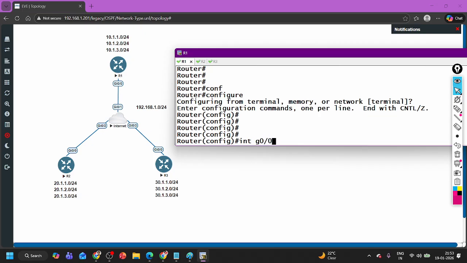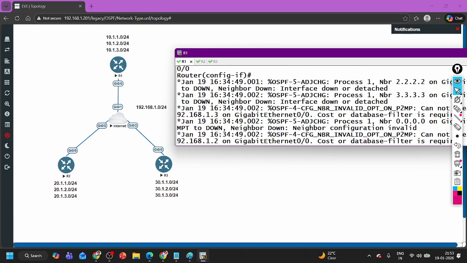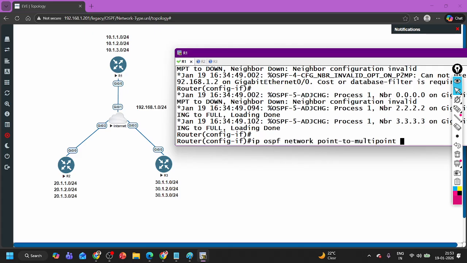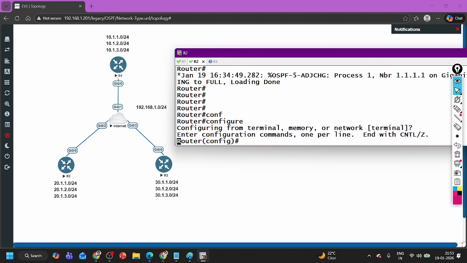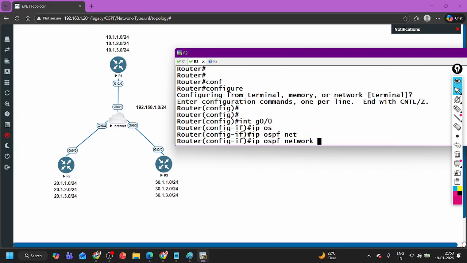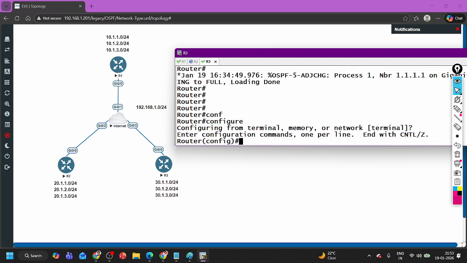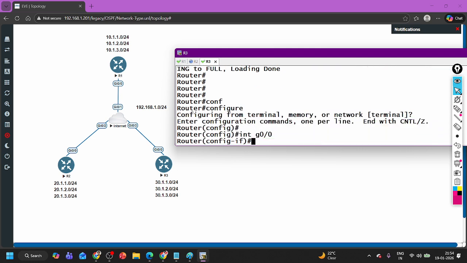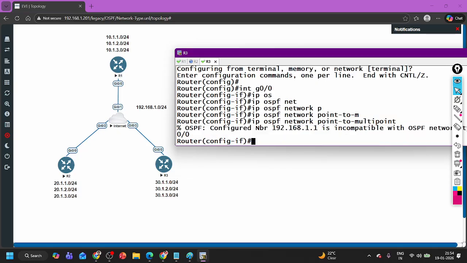Interface G0/0, ip ospf network point-to-multipoint. Go to router number 2. Interface G0/0, ip ospf network point-to-multipoint. On R3 also, interface G0/0, ip ospf network point-to-multipoint. That's it.